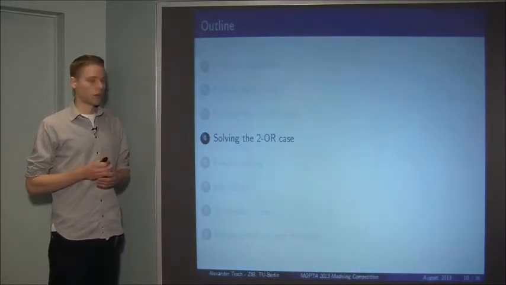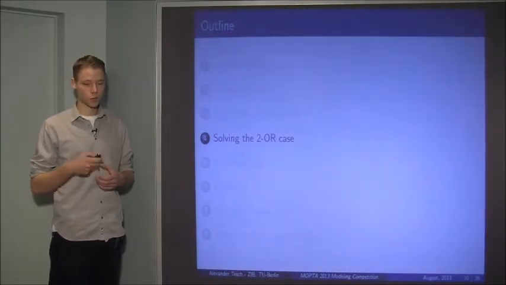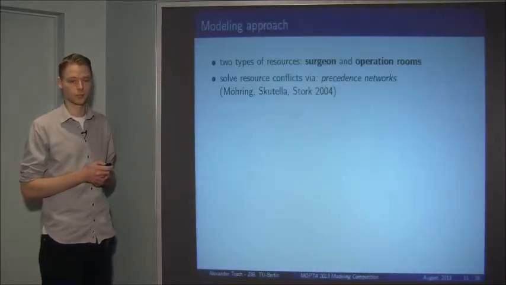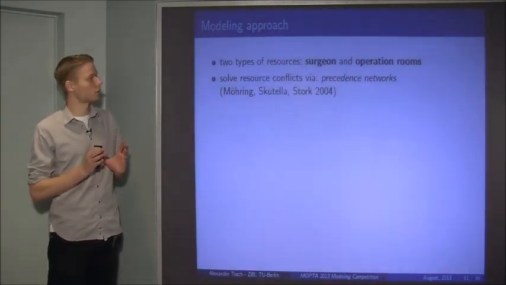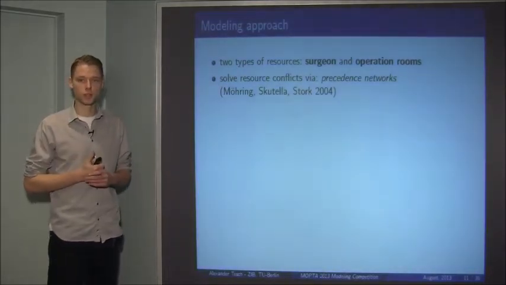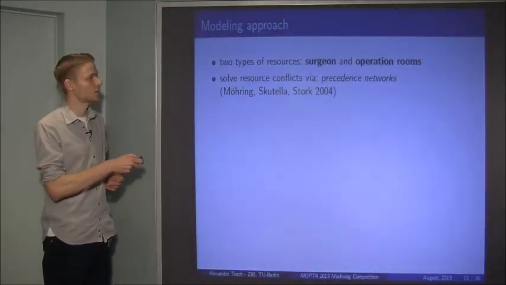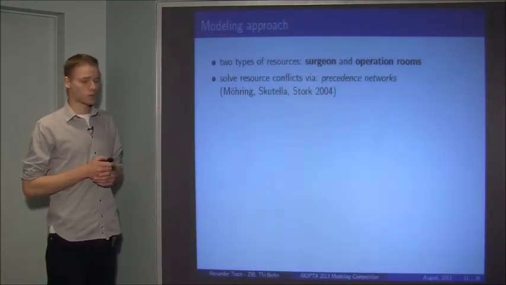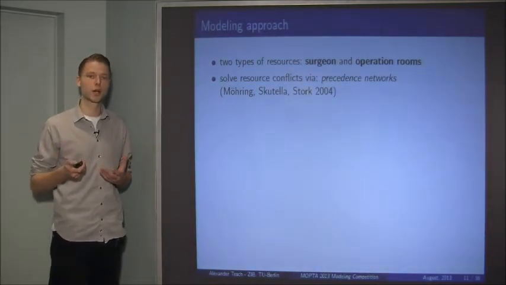Okay. But what we actually focus on is the 2-hour air case. The 2-hour case is, we have 2 operation rooms available, and we want to find an optimal schedule that has the minimal cost for the 2-hour air case. And we just define 2 types of main resources. As we have observed, we have the surgeon available, where we have exactly one unit of capacity of the surgeon, and exactly 2 operation rooms, that means 2 units of this resource. And my approach was to solve these resource conflicts with some kind of precedence networks.